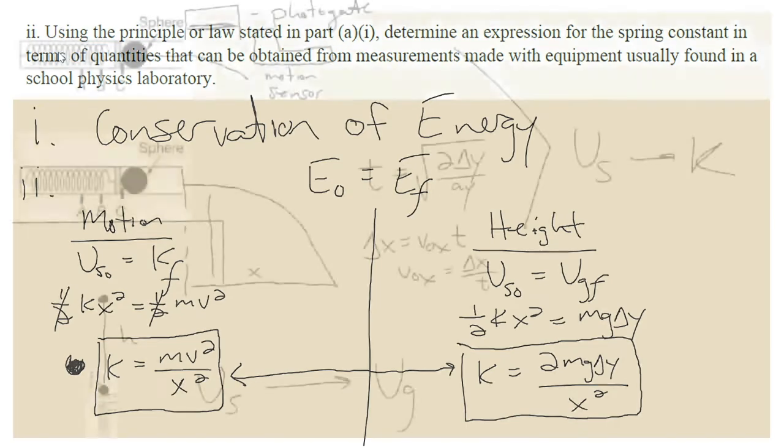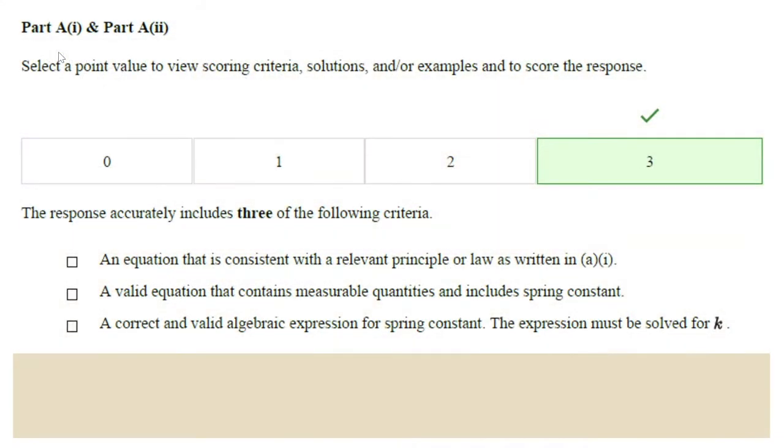All right, so the scoring guide for this part looks like this. There were 3 points for parts A1 and A2. It says an equation that is consistent with a relevant principle or law as written in A1, a valid equation that contains measurable quantities and includes the spring constant, and then a correct and valid expression for spring constant. This expression must be solved for K.